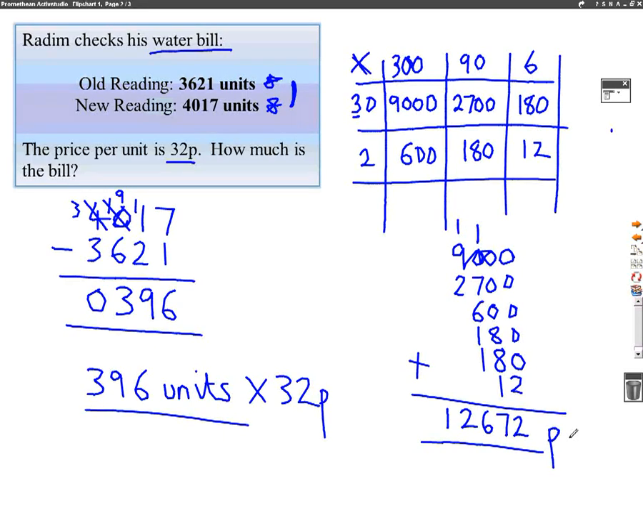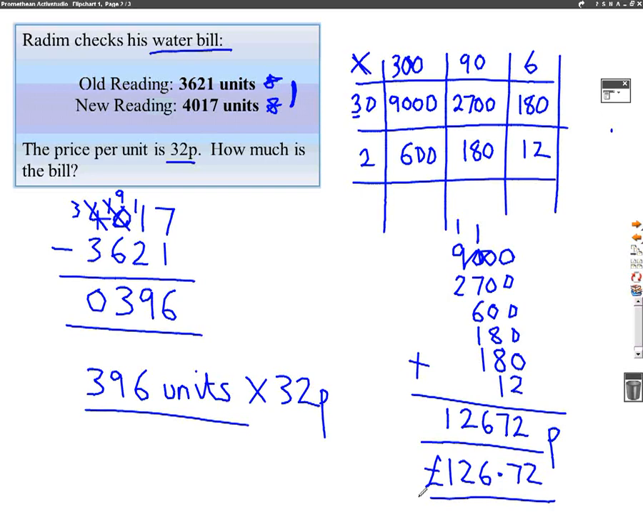So we need to now change that into pounds, because that's not really a sensible number. And we know if we change it into pounds, it has to have 2 decimal places. So it will be £126 and 72p. So the water bill will cost £126.72.